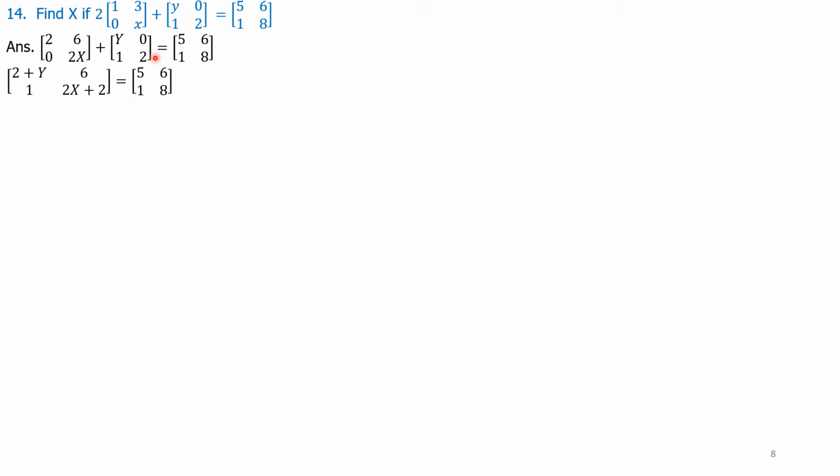Now we have to add. On the left hand side there are two matrices, matrix 1 and matrix 2. We have to add these. So for this we add the corresponding elements. Therefore, the first element in the resultant matrix is 2 plus y, and this is 6 plus 0. See, 6 plus 0 is 6. In the second row we have 0 and 1. Therefore 0 plus 1 is 1. And the last element is 2x and 2. Therefore this becomes 2x plus 2.